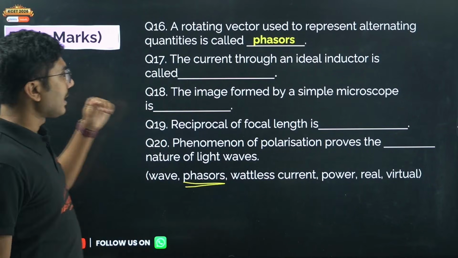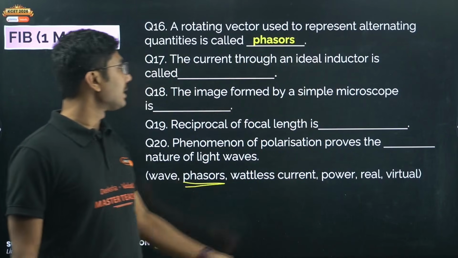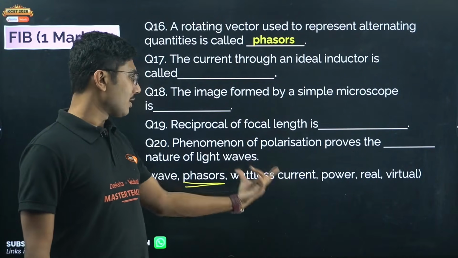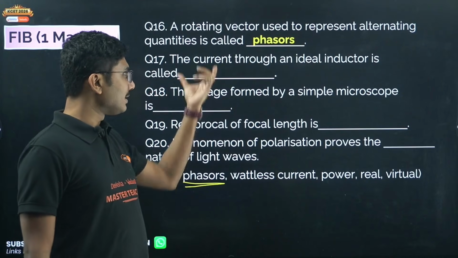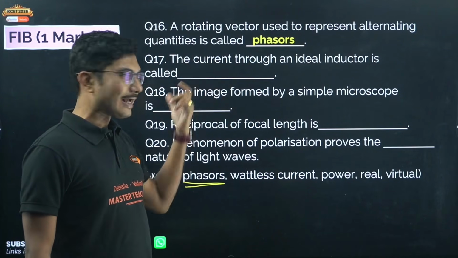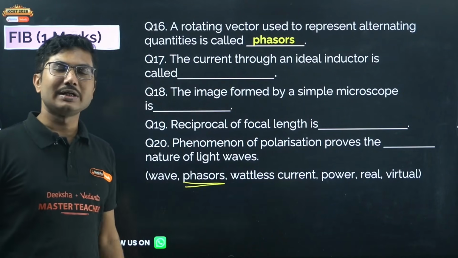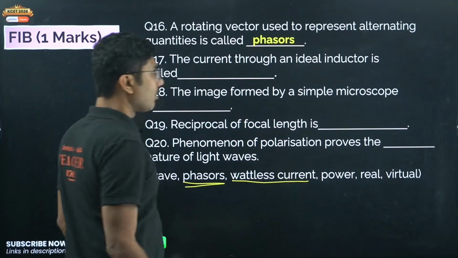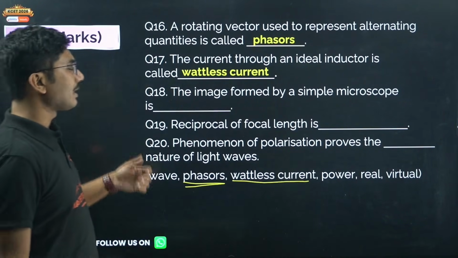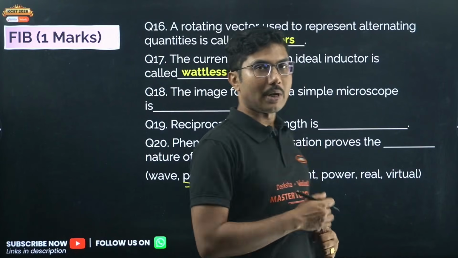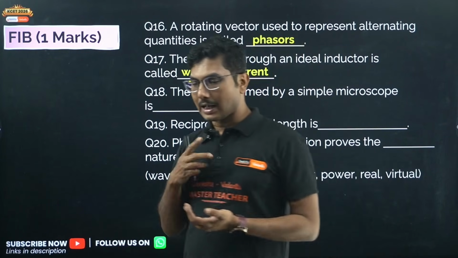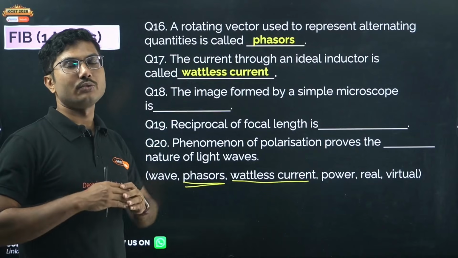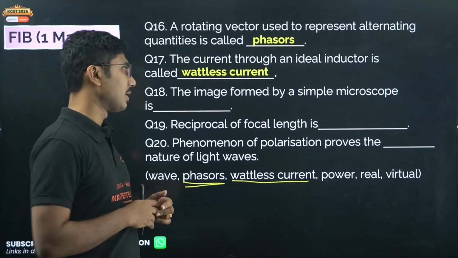Next, the current through an ideal inductor is called. So we have seen there was one current term, wattless current. Even if you don't know, we are talking about current, so the answer should have something related to current. So it will be wattless current, because an ideal inductor does not consume any power. Ideal inductor, ideal capacitor, they do not consume any power. That's why the current through them is called wattless current.